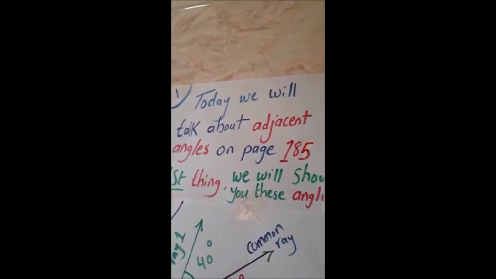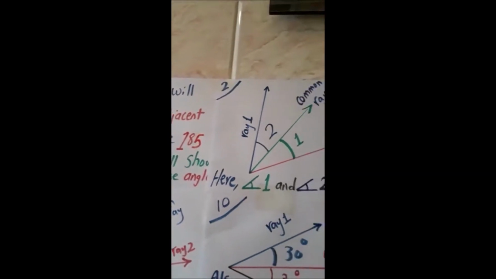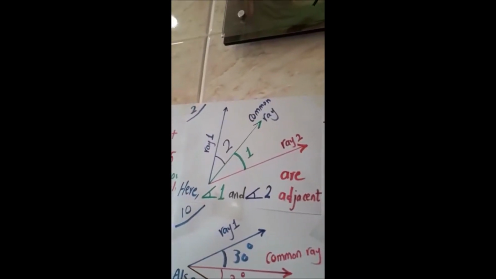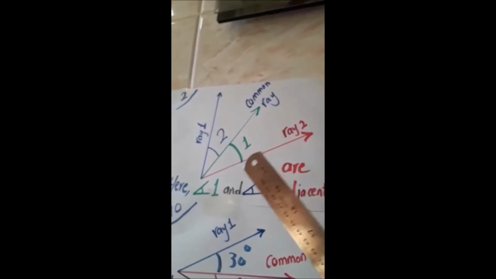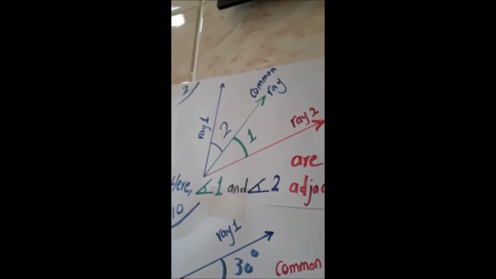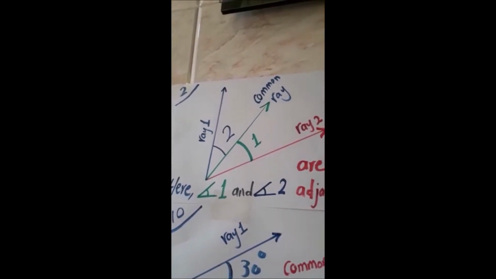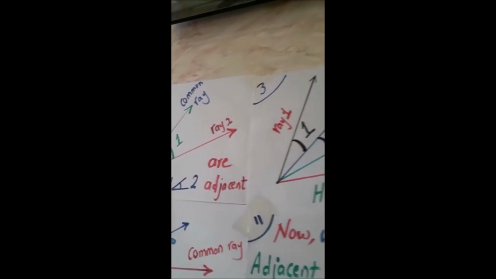But the first thing, let me show you these angles. If you remember before, when we said if you want to draw any angle, you need two rays, ray 1 and ray 2. So here, as you see, we have two angles, 1 and 2, and this one is the common ray between angle 1 and angle 2. So here is an example that angle 1 and angle 2 are adjacent angles.